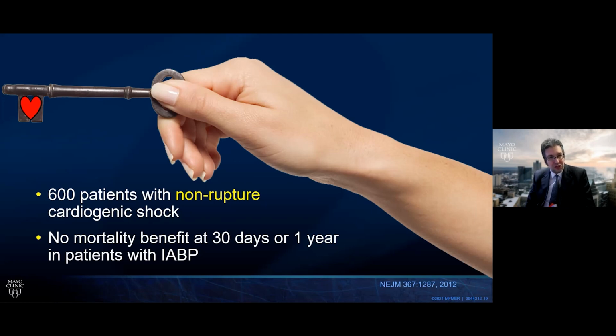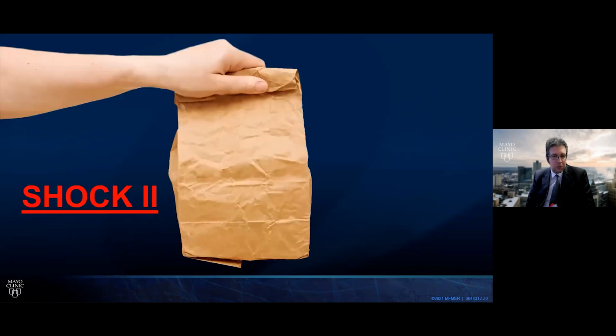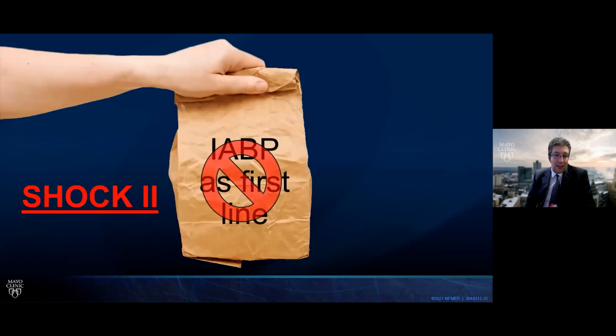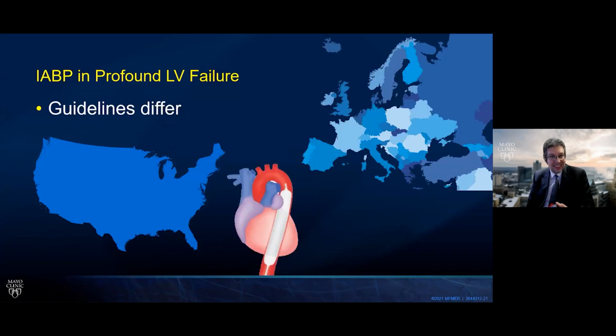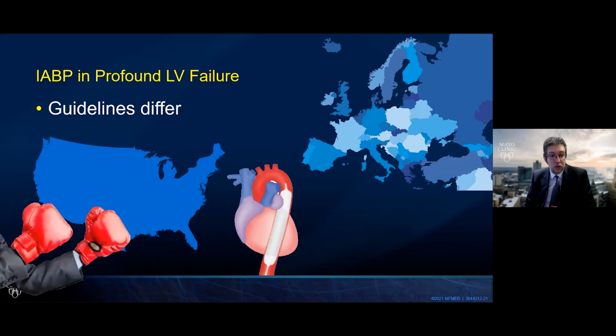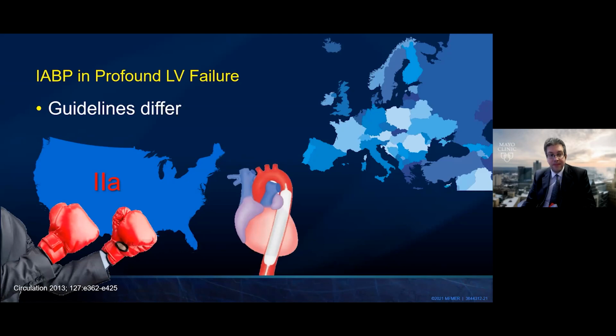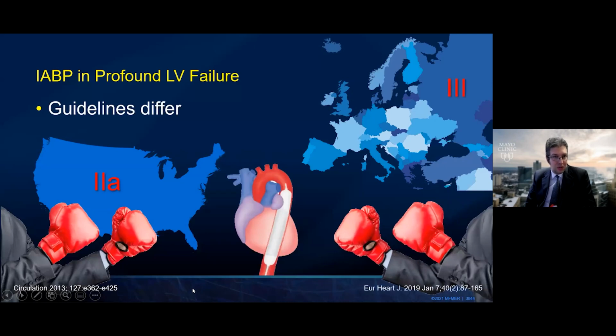Now, very interesting to see how the guidelines interpreted this trial. My thought is don't use balloon pump as a first-line agent, and that is kind of what they said. But then they said, if you don't use it as a first-line agent and the patient is not responding, then it's class 2A to still use it. This is an older guideline. And if you go across the pond to Europe, they actually say, don't do it.